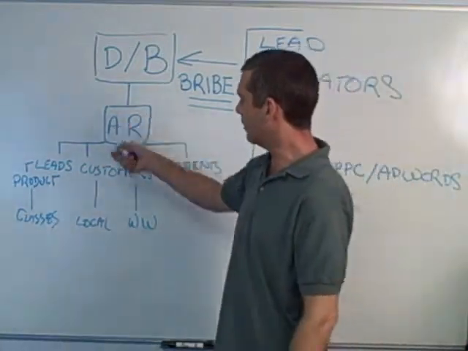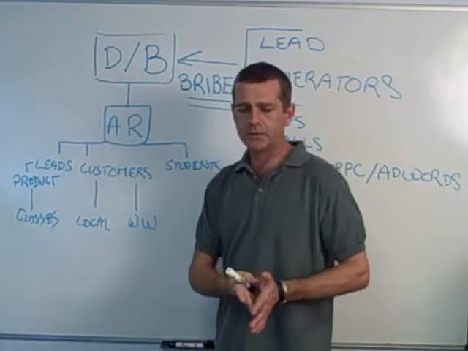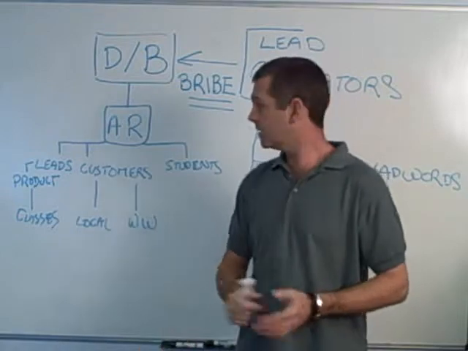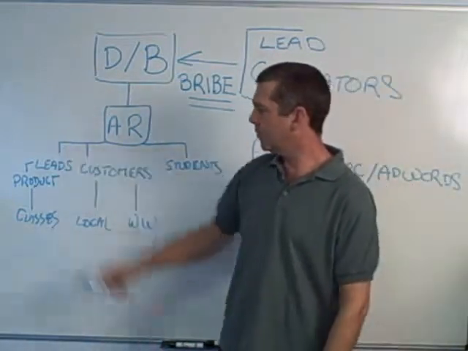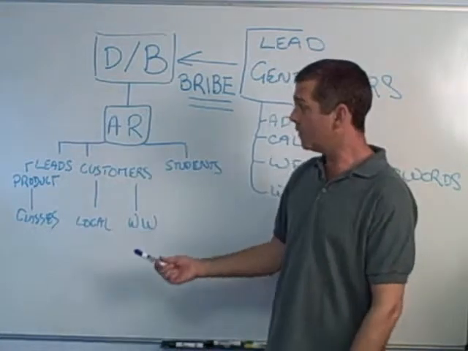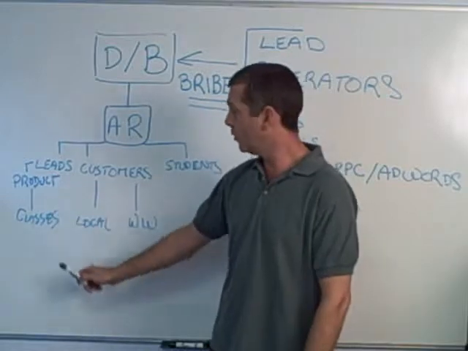So, we've got our autoresponder here, we've dropped them in, and we're now going to go through that process of developing our list so that it becomes something. We want some kind of stepped process. First of all, they're going to be leads, okay? Then hopefully, from being a lead, they might get a product from us, or they might get a class.